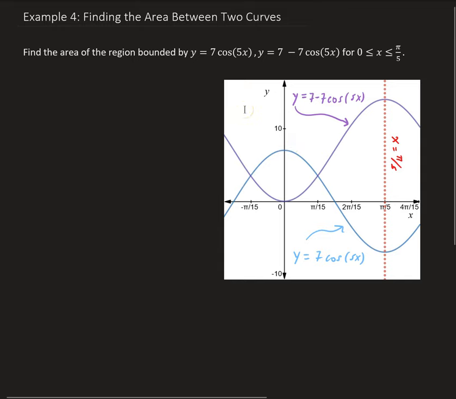And x is going between 0 and pi over 5, so we notice that these two functions are crossing each other. This means that we need to find the area for this first region, which is this part, and for the second region here.